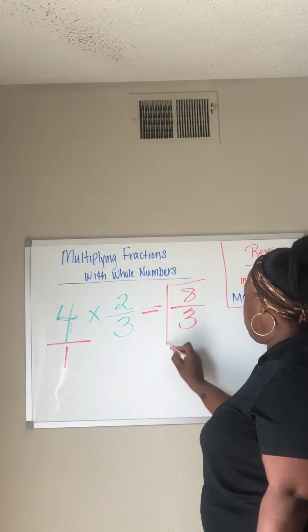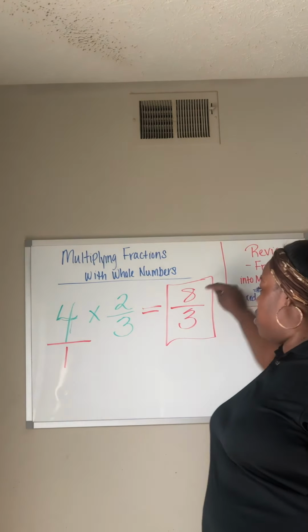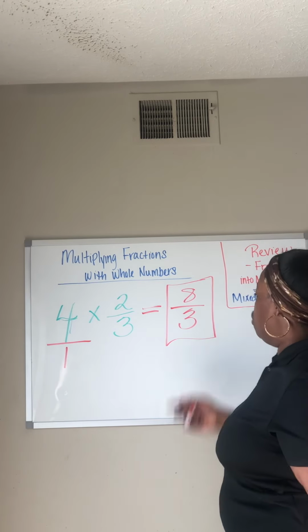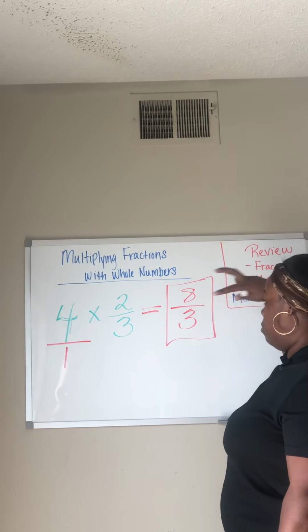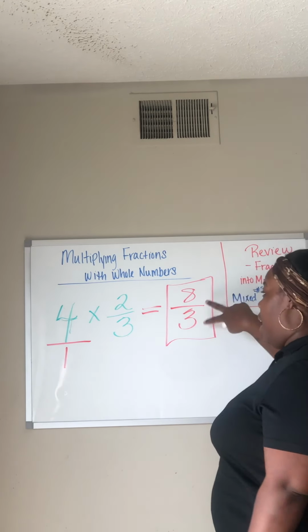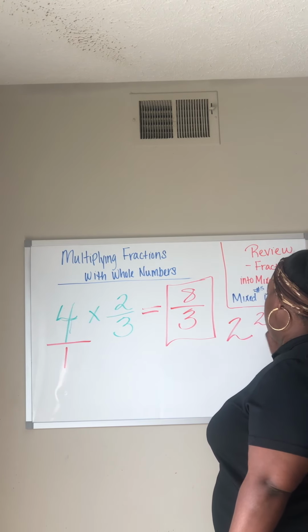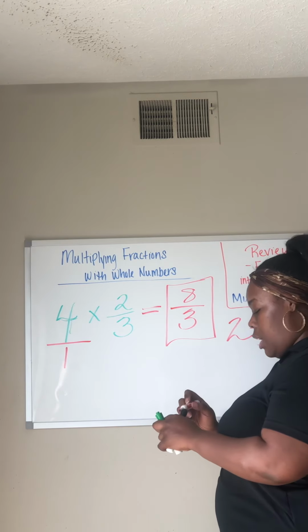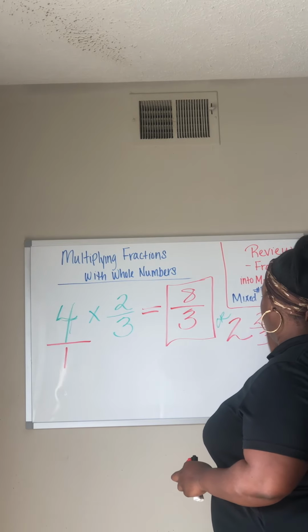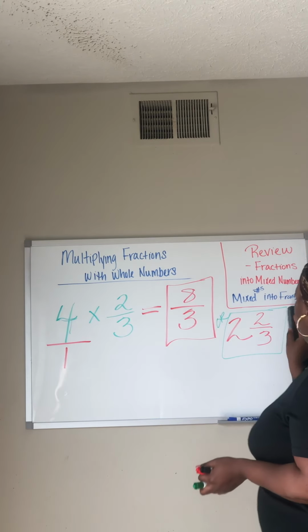Right here we have an improper fraction. Improper fractions are where the numerator, which is the top number, is higher than the denominator, which is the bottom number. Your answer is good like this, or if you like, you can convert it into a mixed number. So you have either 8 over 3 or 2 2/3. Either one is correct.